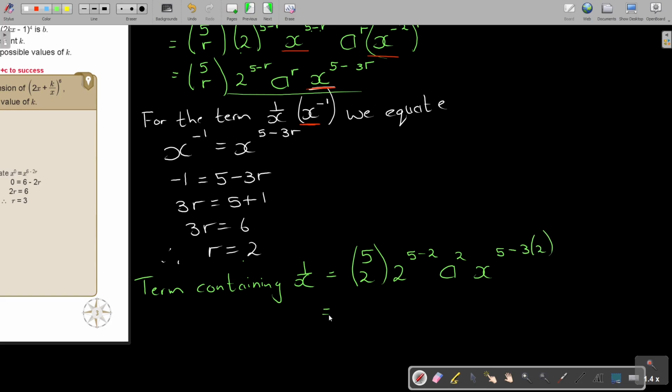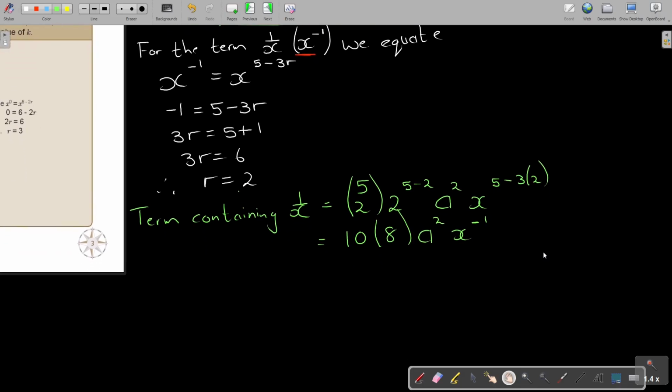And that is going to press on your calculator. So 5 nCr 2, and that will be 10. Okay, then 2 to the power of 3, which will be 8. And then a squared, and then x, and this must be -1. Otherwise I made a mistake. Okay, so then it's going to be 80 a squared, and I leave it like this, but you can actually multiply by 1 over x, just showing you that it's that term.